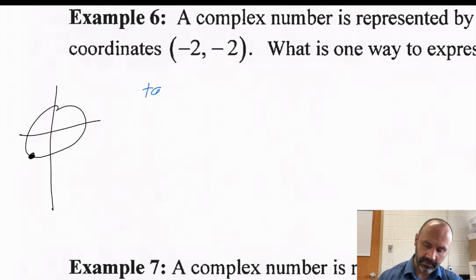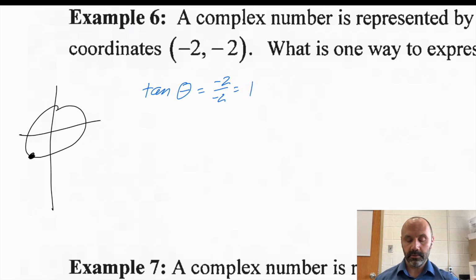So if we say tangent of theta equals -2 over -2, that ends up being that tangent of theta is 1. Now, because of the way that tangent works, we could be at either pi over 4 or 5 pi over 4. But because we know where we're supposed to be, we're going to be in 5 pi over 4. That gets us to -2, -2. If it was pi over 4, then we'd be in the wrong quadrant. So theta here is 5 pi over 4.